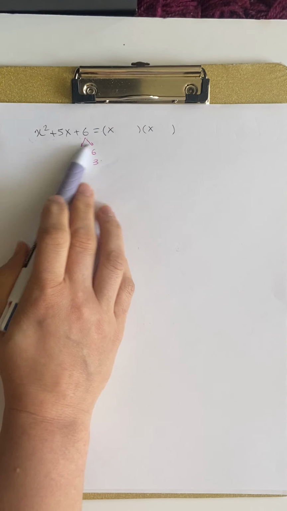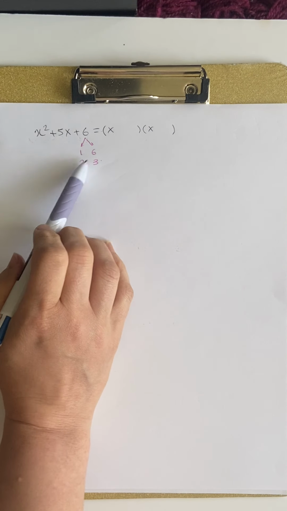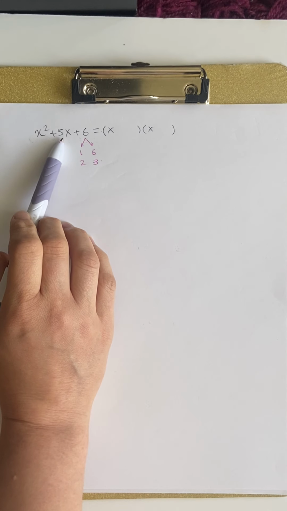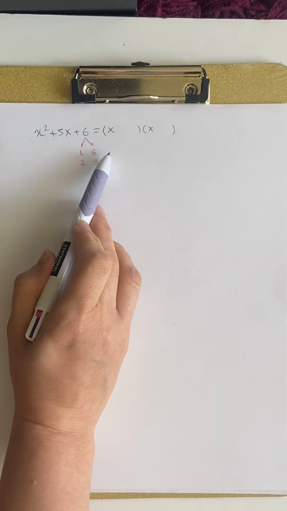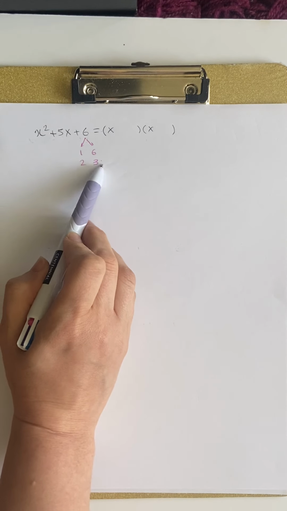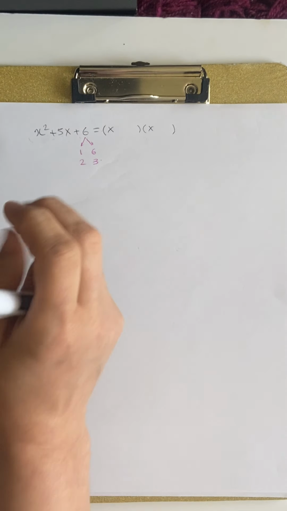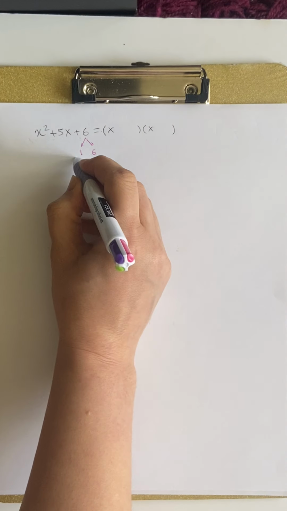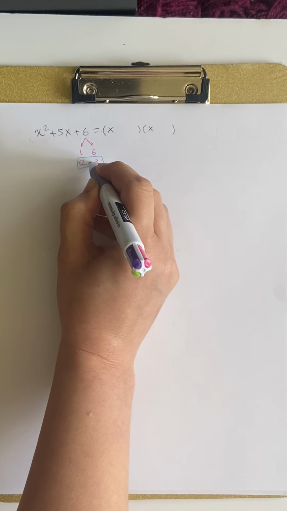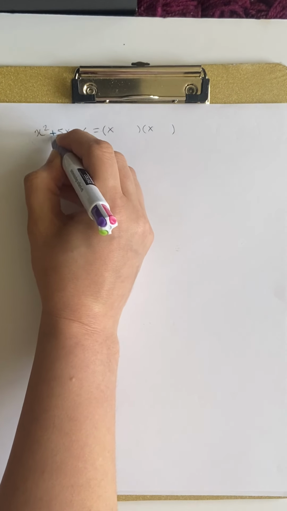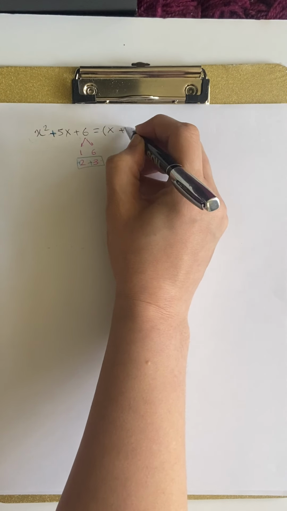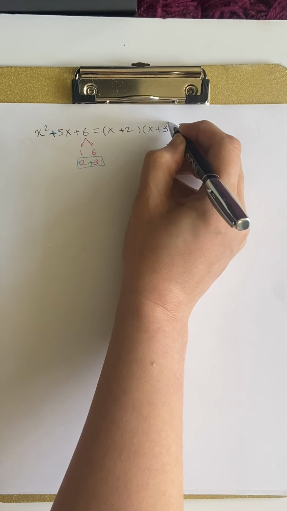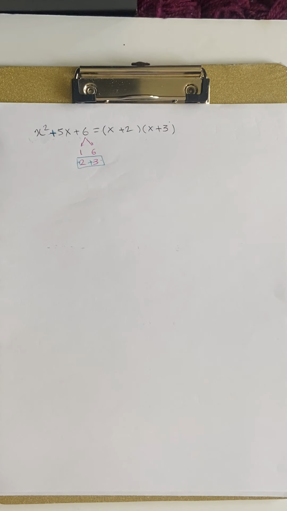Then we need to pick a set which would, if we add or subtract them, give us that 5, right? So let's go with additions. 1 plus 6 is 7. 2 plus 3 is 5. So you are going to pick this set because plus 2 plus 3 is going to give us a plus 5. So we're going to go x plus 2, x plus 3.